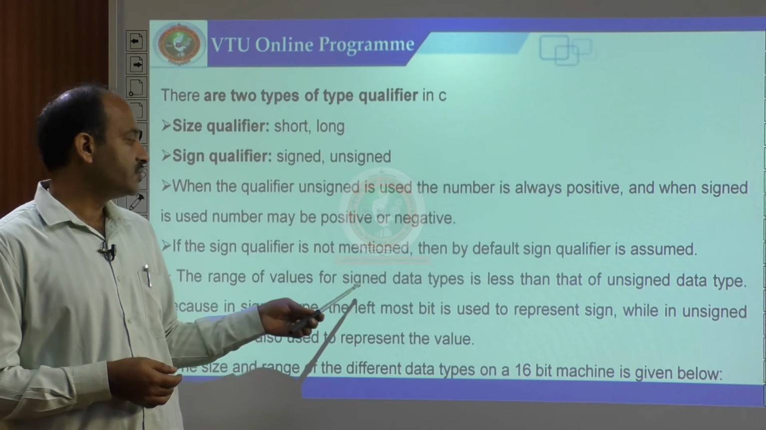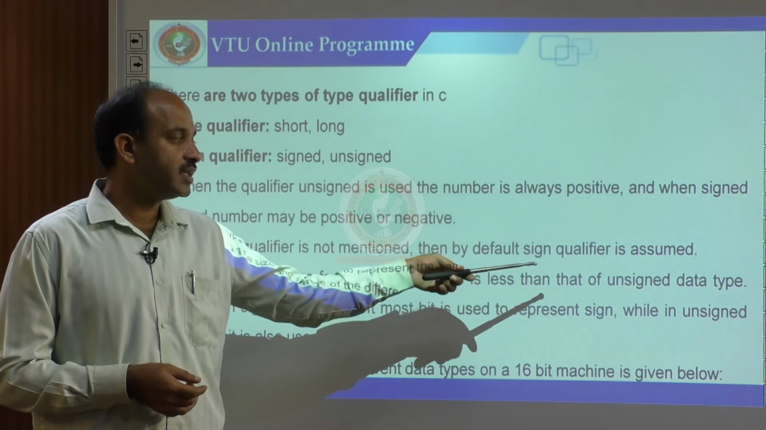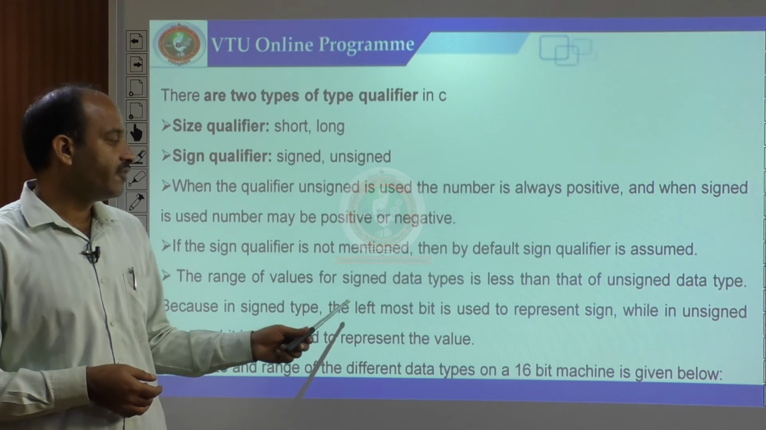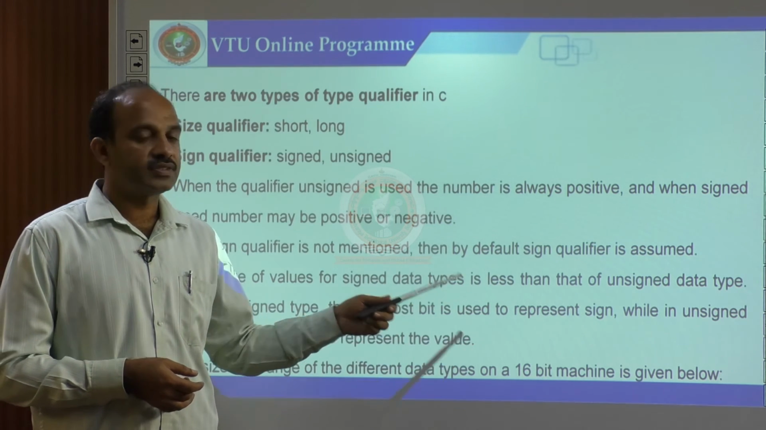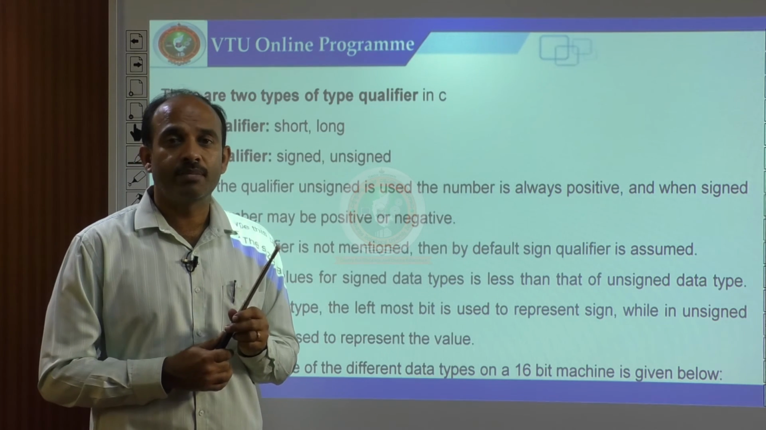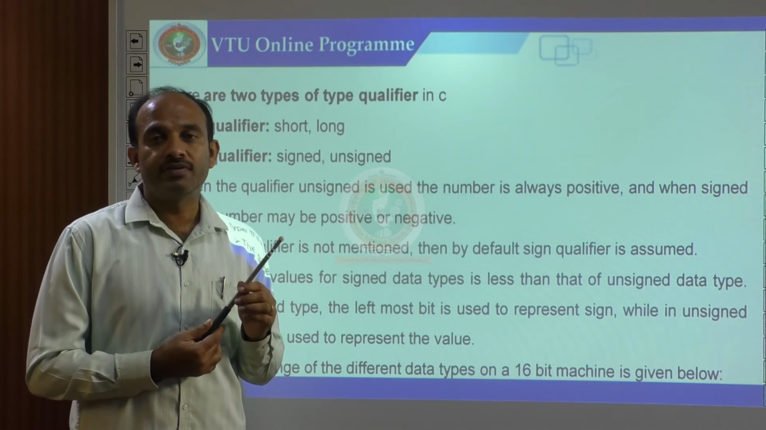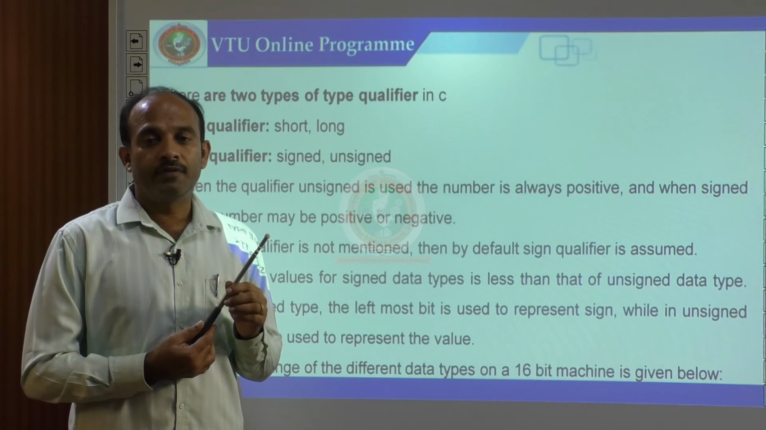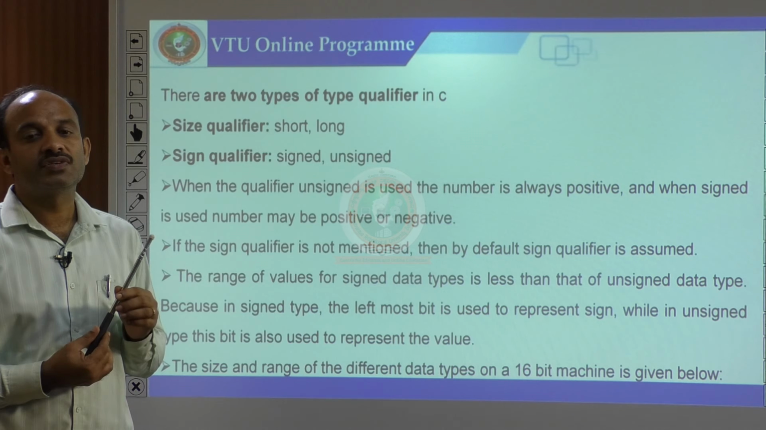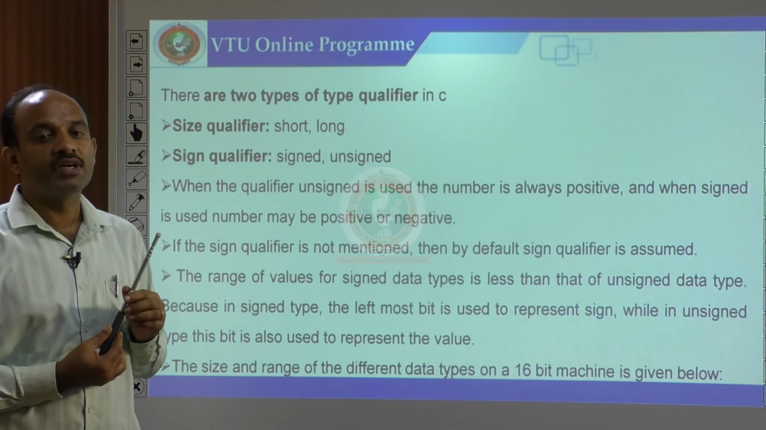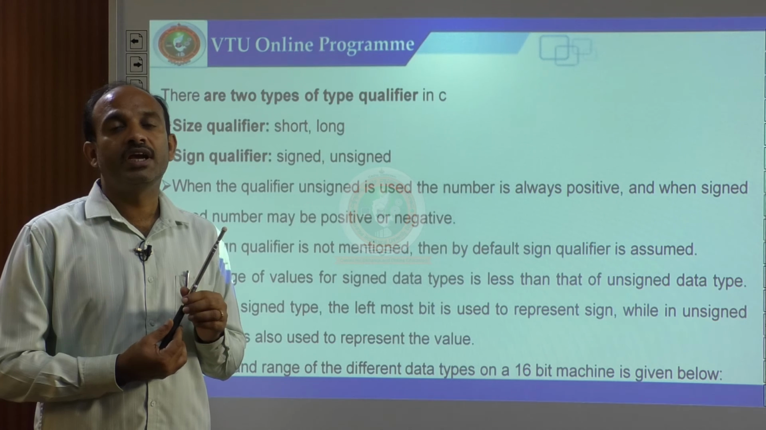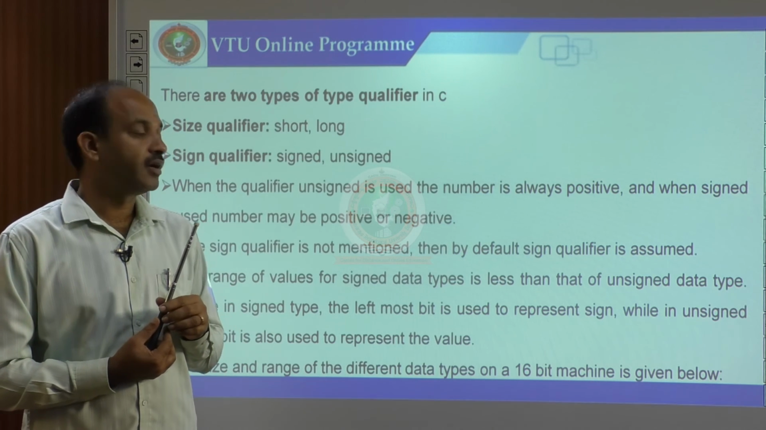The range of values for the signed data types is less than that of the unsigned data types, because in the signed type, the leftmost bit is used to represent the sign; internally, that is how the conversion happens. The left side bit is always considered to represent the sign. In an unsigned type, all bits are used to represent the value. That is the reason the range of the signed data type is less than the unsigned data type.